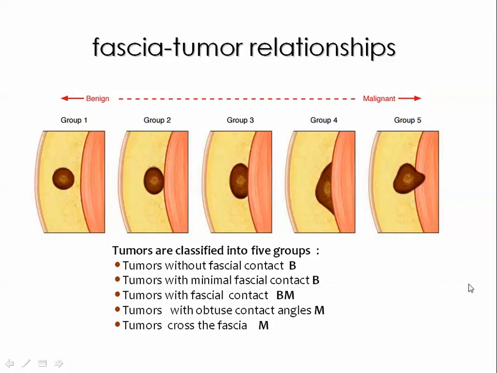And this is a description of the fascial tumor relationship as detected by ultrasound and its value in differentiating, in most cases, between benign and malignant lesions. Then the tumors without fascial contact, like this one, group 1, are considered benign.